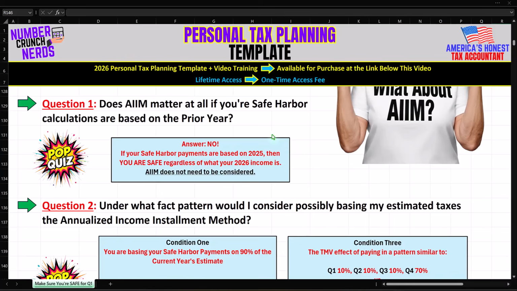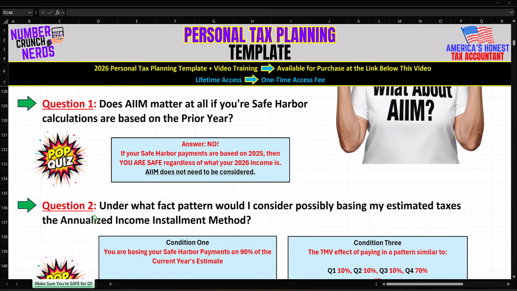Remember, the annualized income installment method is based on your income in the current year, when your income is actually occurring in 2026. But if your estimates are based on the prior year's safe harbor, then it does not matter at all what your income is for 2026. It does not matter at all when your income is generated in 2026, whether it's pro rata or it's generated unevenly throughout the year. None of that matters. Nothing about current year income matters if you are basing your safe harbor on the prior year numbers, and therefore if nothing about the current year income matters, then the annualized income installment method does not need to be considered in cases where we're using the prior year safe harbor.